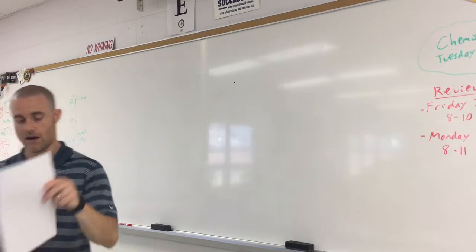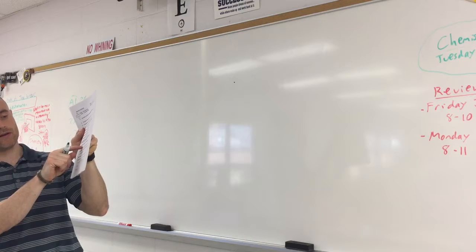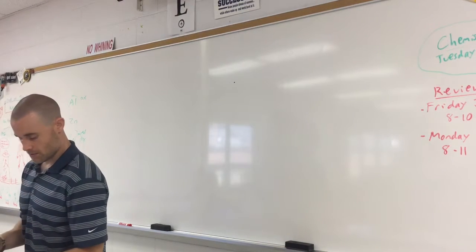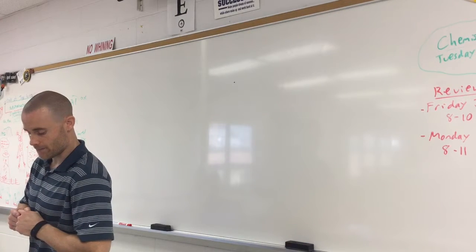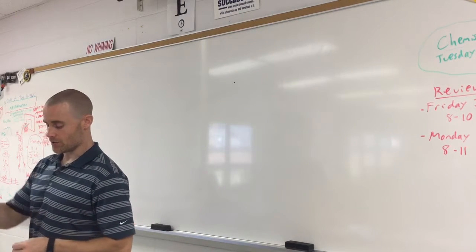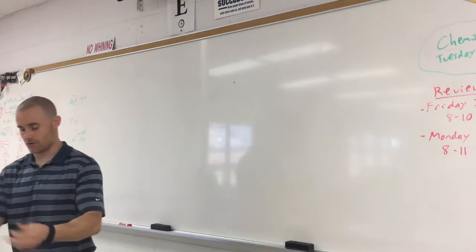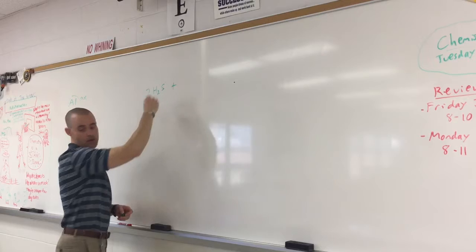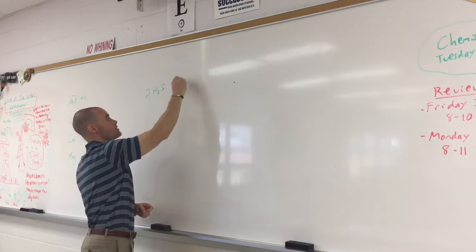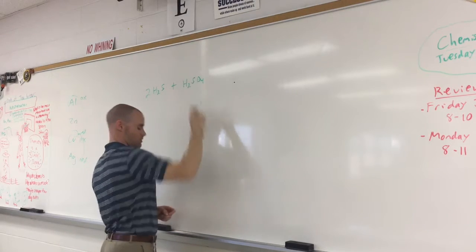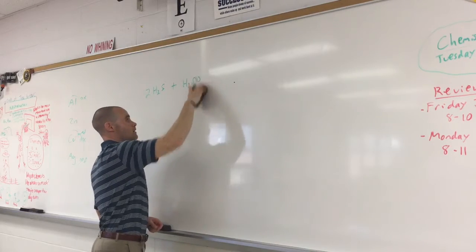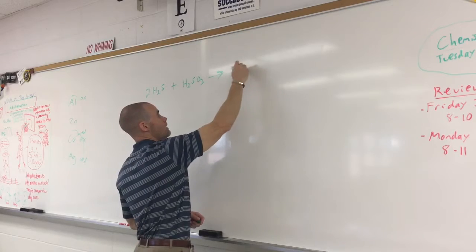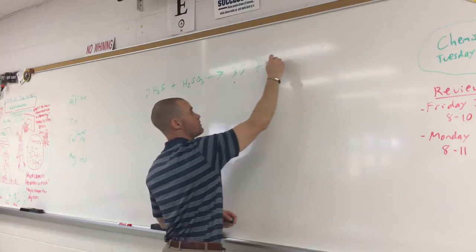5A here. 2H2S gas. Blah blah blah blah. Okay, so I'm going to do A with you because it's complicated. All right. B and C, you're going to do exactly like I do A. You're just going to do it on your own. Okay, so you have 2H2S plus SO3 and yields 3S solid plus 3H2O.